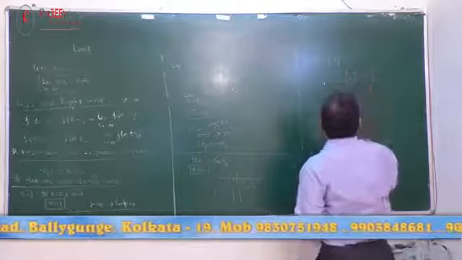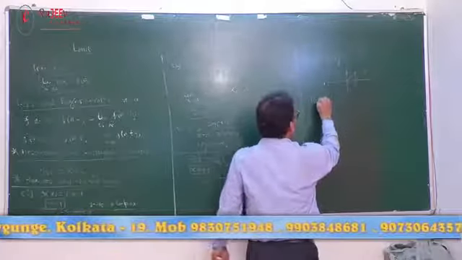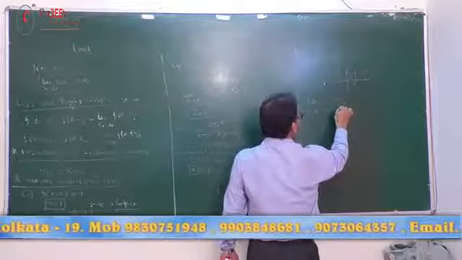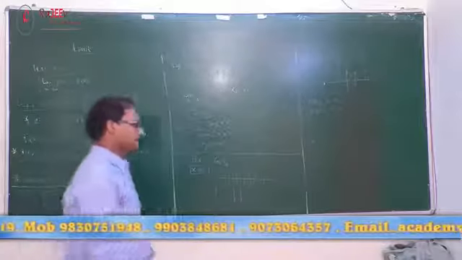When we consider 1, then what will happen? Right hand limit is 0 for this function, but left hand limit is 1. So both limits exist but are not equal. We can say that the limit will not exist.